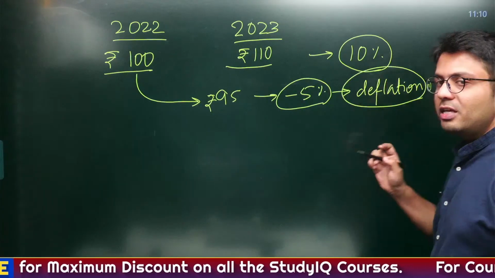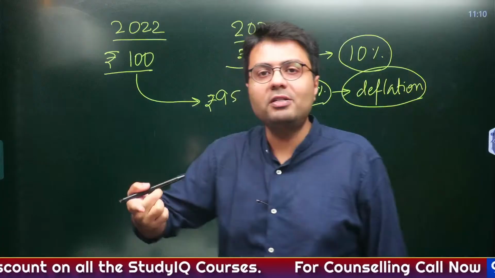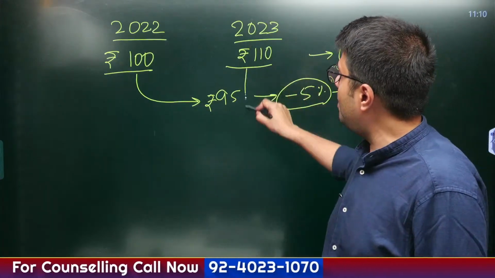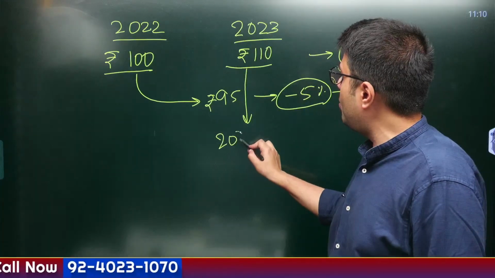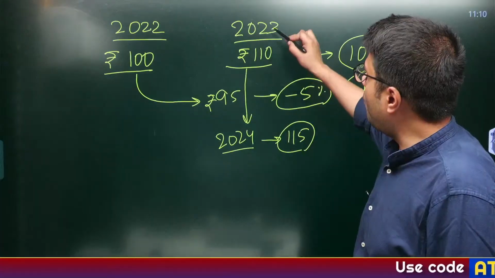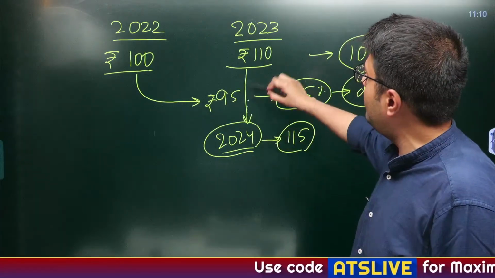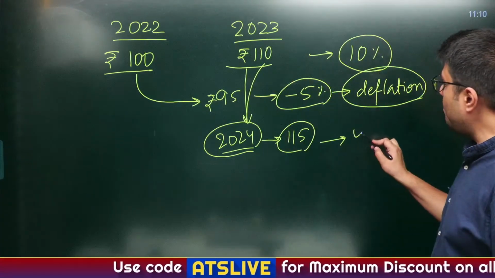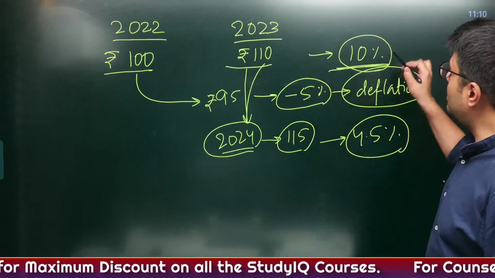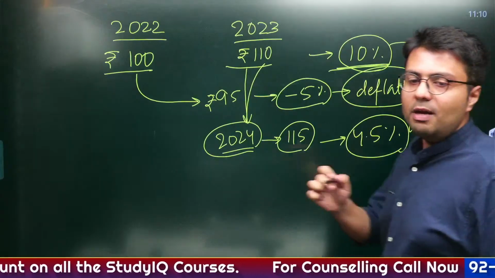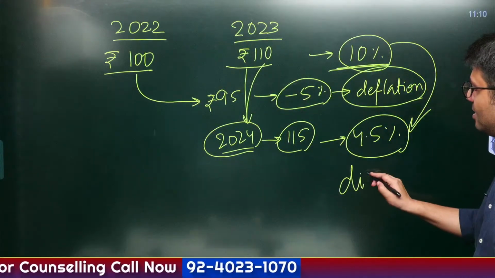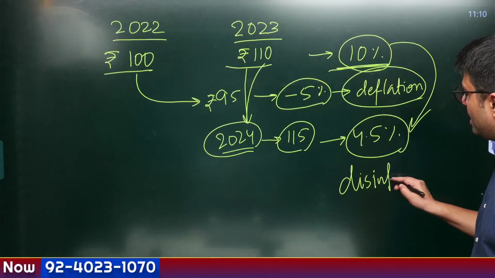So this negative inflation is called deflation, right? Inflation is a rise in the prices of a commodity. Deflation is a reduction in the prices of a commodity. Now, after 2023, in 2024 the price increased, but to rupees 115. So what is the inflation in 2024 with respect to 2023? It became 4.5%, right? Earlier it was 10%. It is still increasing, but at a lower rate of 4.5%.